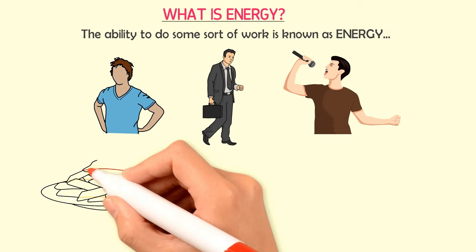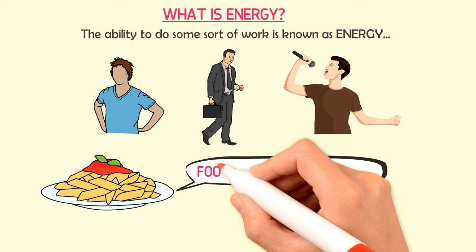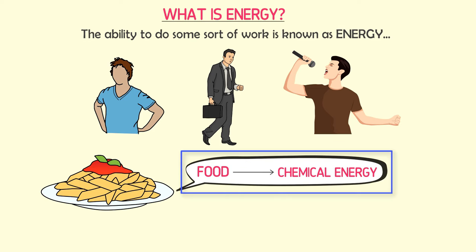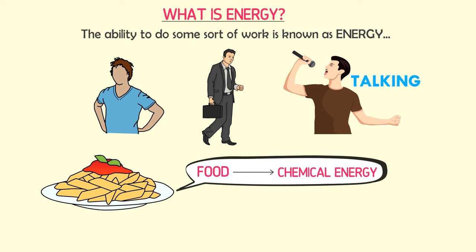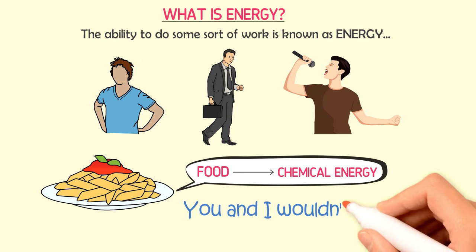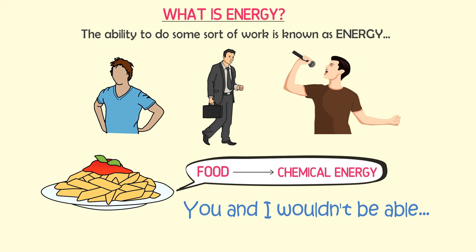We eat different food because food contains chemical energy. After digesting this chemical energy in the food, we can talk or walk or do some sort of useful work. So the chemical energy in the food makes us capable of doing useful work. Without this chemical energy in the food, you and I won't be able to speak, to walk or to talk.